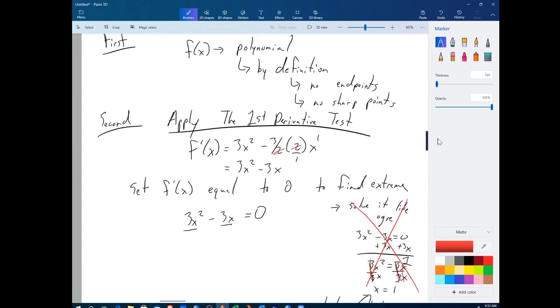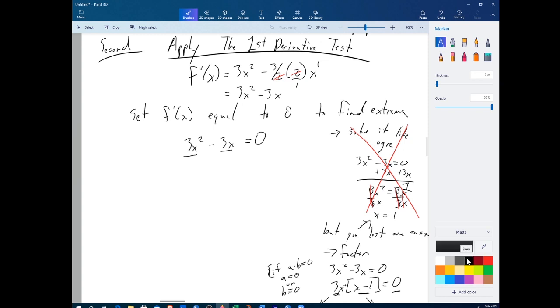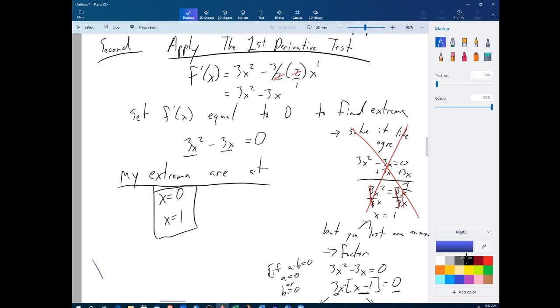Alright, so what did I get? I got 0 and 1. So I find my extrema are at x equals 0 and x equals positive 1. But are they minimums or maximums? That is the question. And this is where now the table's going to come in handy for us to be able to analyze what is what.